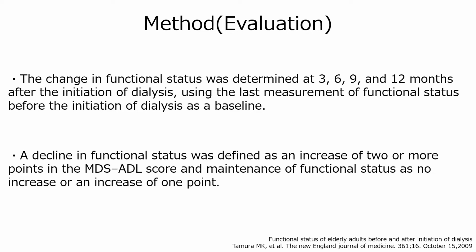The change in functional status was determined at 3, 6, 9, and 12 months after the initiation of dialysis, using the last measurement of functional status before the initiation of dialysis as a baseline. A decline in functional status was defined as an increase of 2 or more points in the MDS-ADL score and maintenance of functional status as no increase or an increase of 1 point.